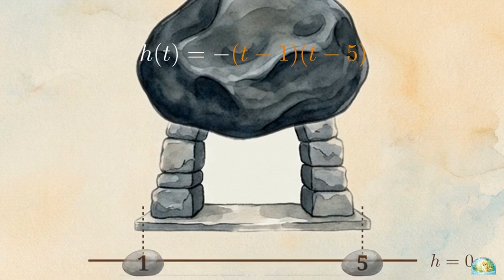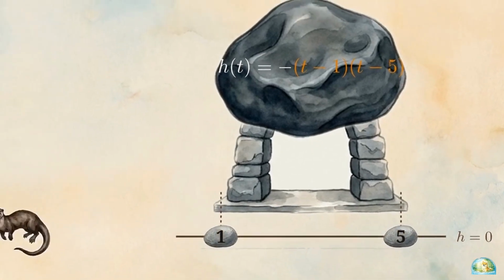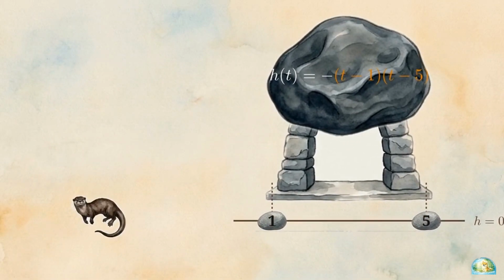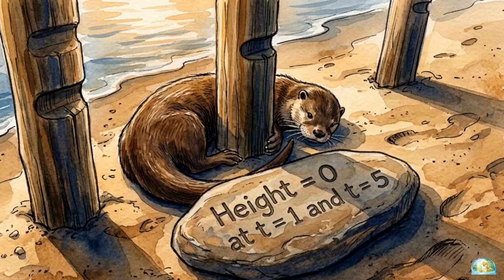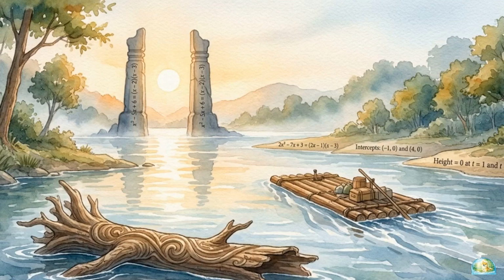The height is 0 when either factor is 0, which happens at time t equals 1 and t equals 5. The factors reveal that the object is at height 0 at t equals 1 and t equals 5. Looking back over the river, we can see how factoring uncovers the critical points in every function.